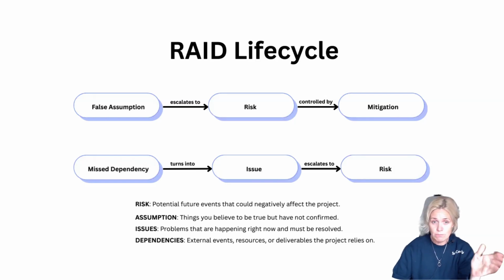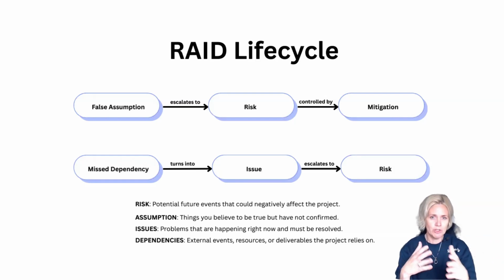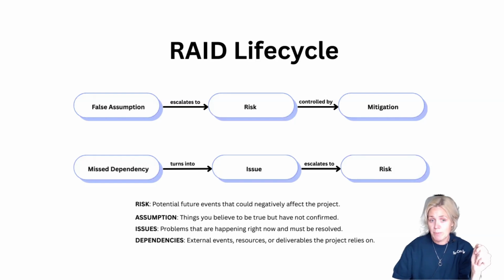Then we have issues. Issues, as the name says, are problems that are happening right now. Issues are active and must be driven to a resolution. And then we have dependencies, which very often are external events, resources, or deliverables that the project is relying on. Now, if a dependency that you identify becomes uncertain or slips, it often creates a new risk or an issue that can in turn escalate into a risk.